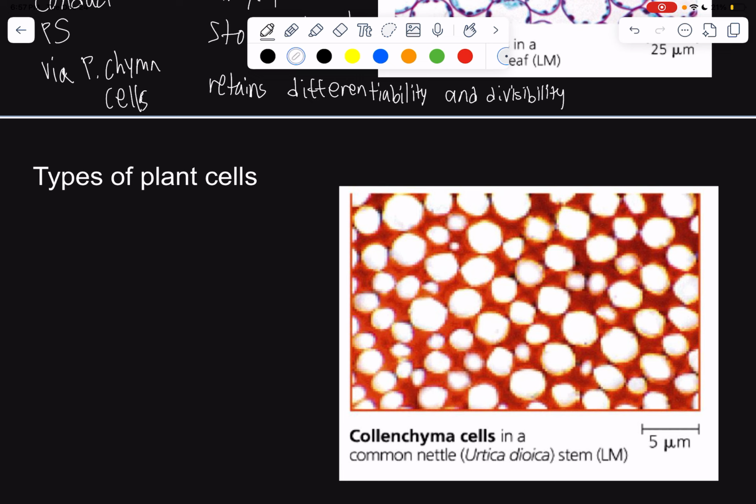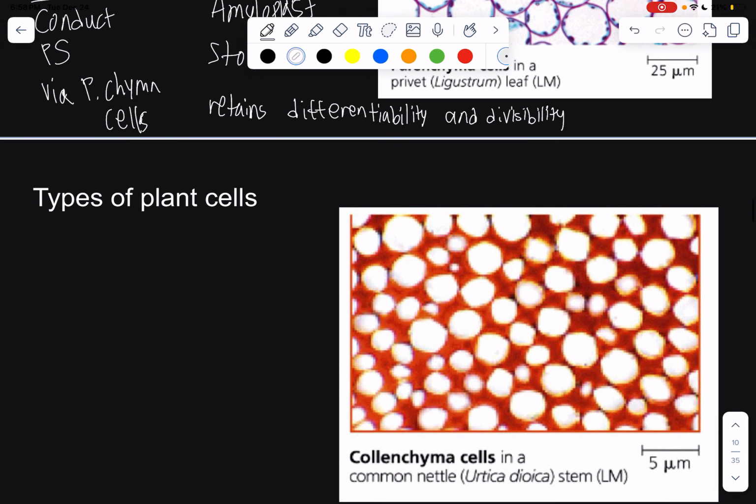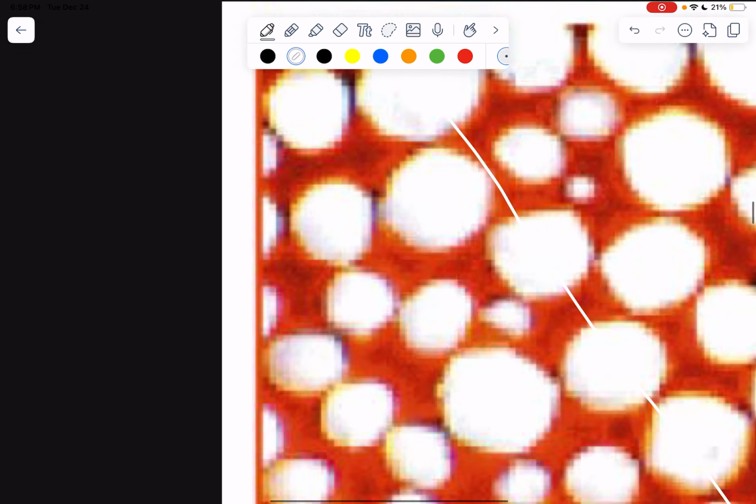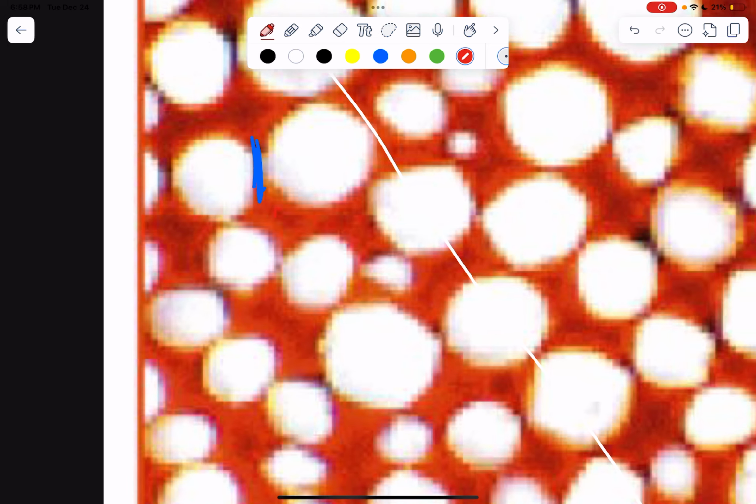Collenchyma cells are generally elongated, so you can't really see this. You can kind of see it when you look at the parenchyma versus the collenchyma. You can see that there's kind of like lines here. And the primary walls are thicker than parenchyma, but they're unevenly so. So you see here, they're kind of thin, but here they're very thick. They're pretty much a solid gap between them, right?